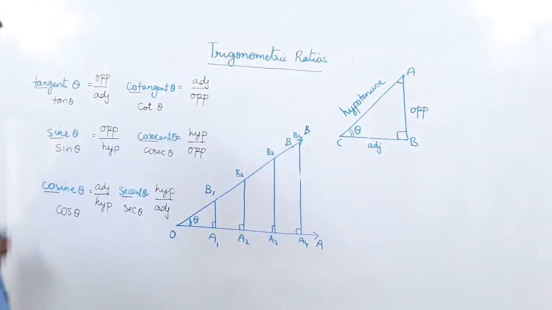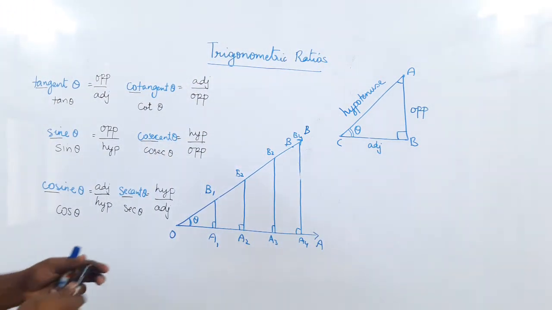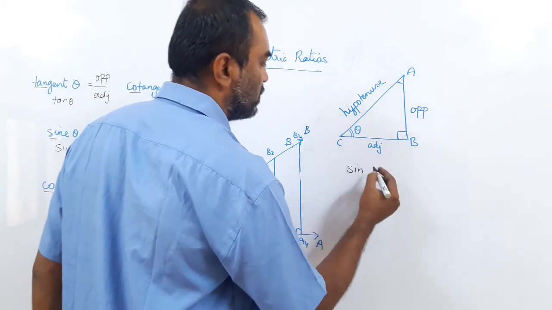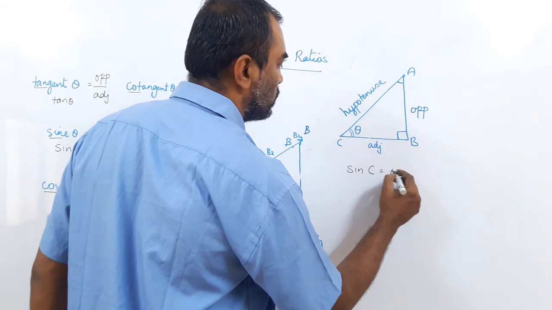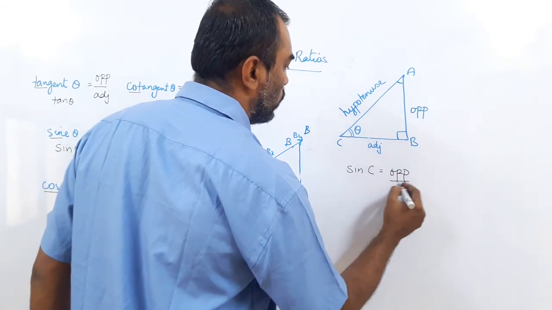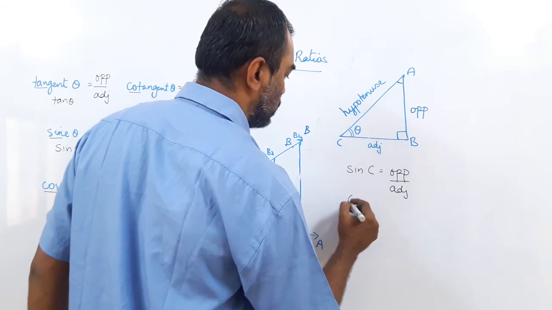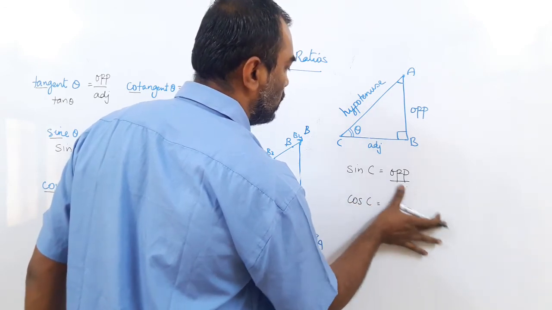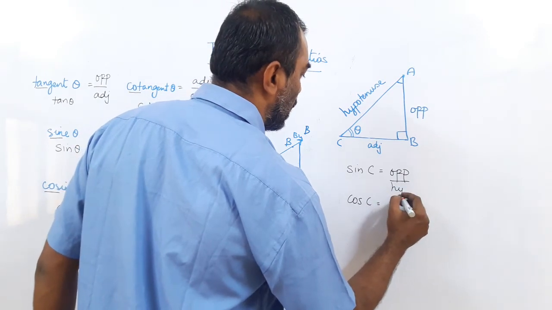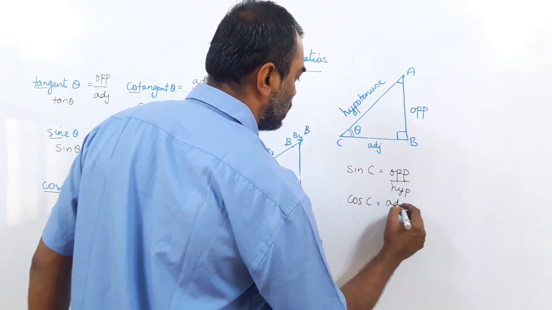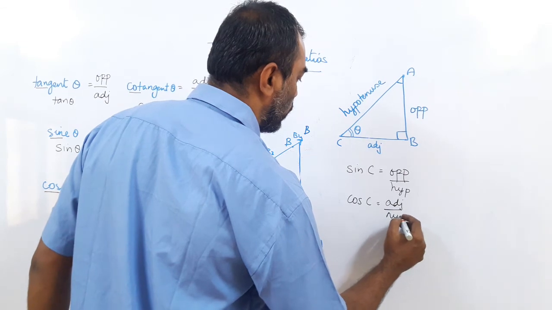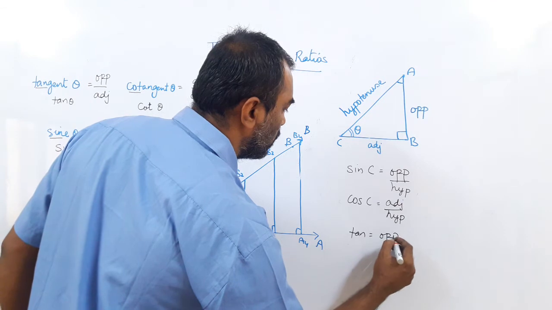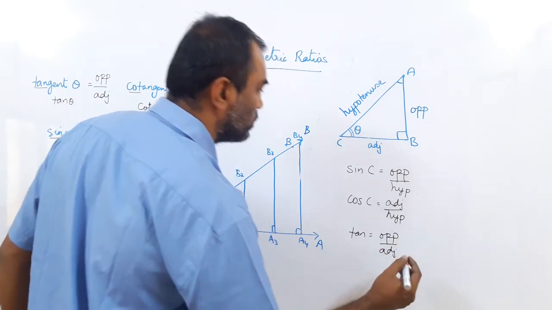So these 6 formulae remain fixed. How will you write it? Write it again, beginning with sine theta, we will call it sine C this time. Sine C is opposite upon adjacent. Cos C is, sorry, not opposite upon adjacent. Sine is opposite upon hypotenuse. Cos is adjacent upon hypotenuse. Tan is opposite upon adjacent.